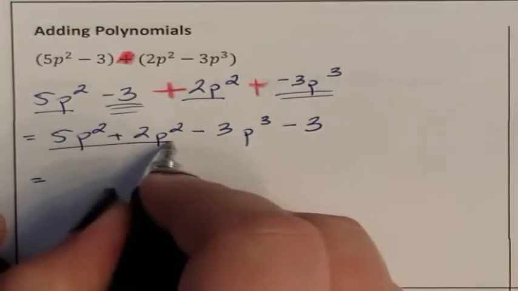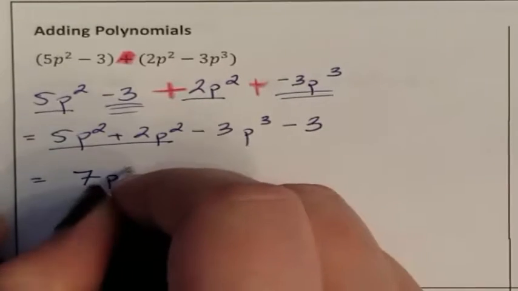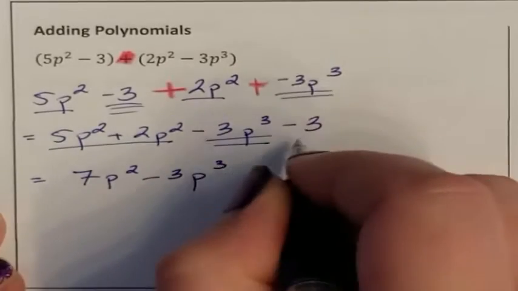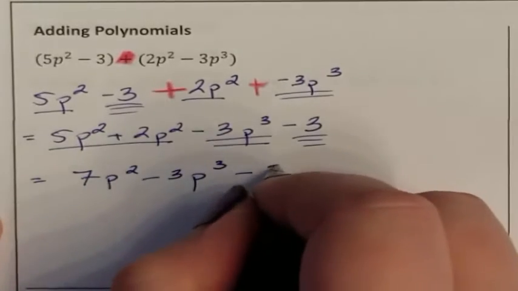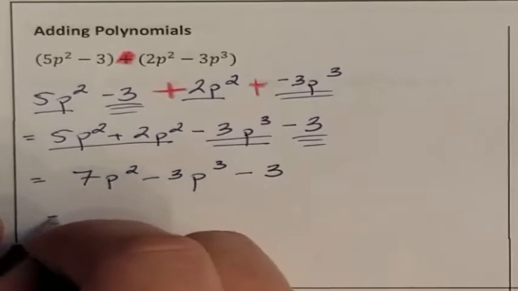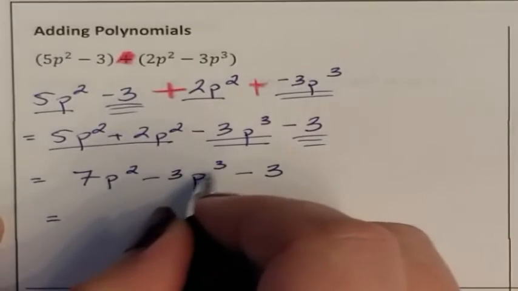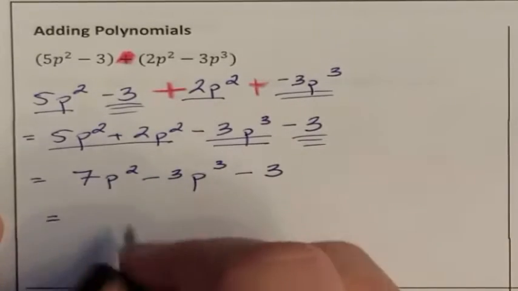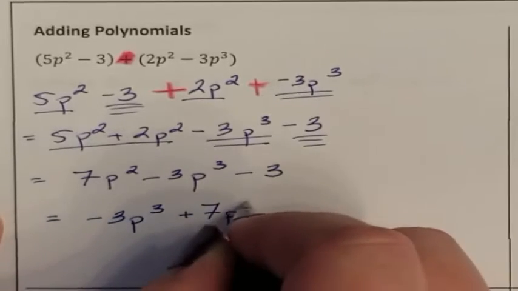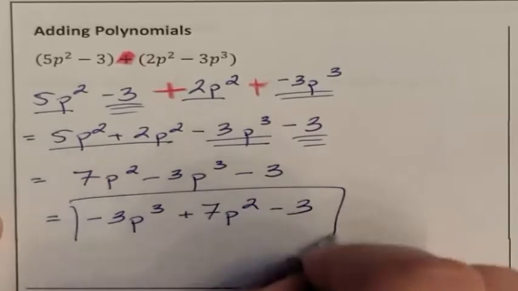So squareds only go with squareds, so I have a 7p squared. Thirds only go with thirds, he is the only third. And constants only go with constants, he's our only constant. Only problem is, I totally forgot to put this in standard form. The thirds just go before the squareds. So this is a negative 3p to the third plus 7p squared minus 3.